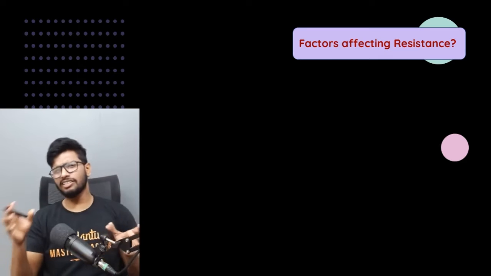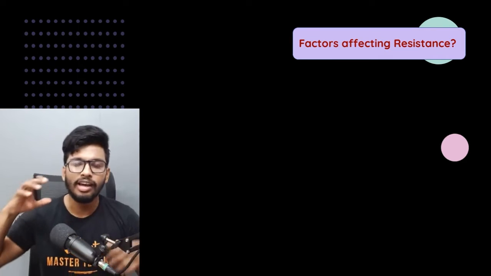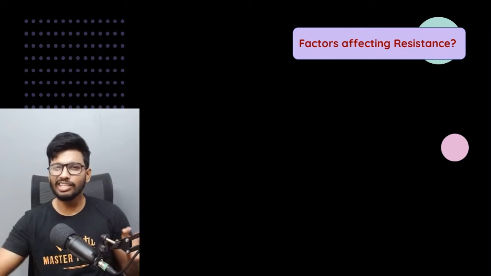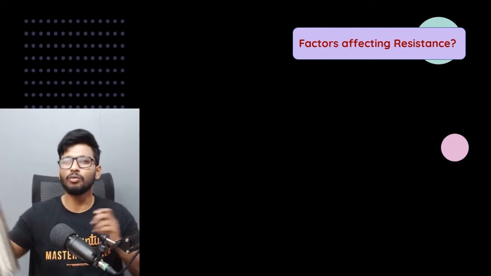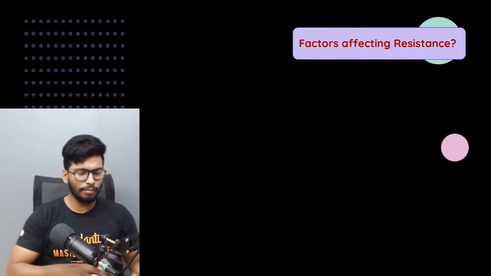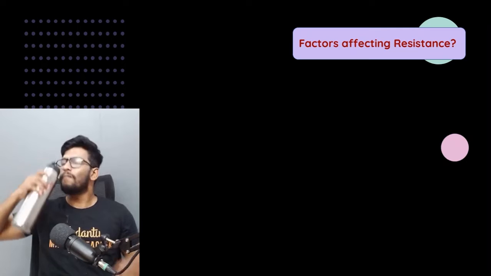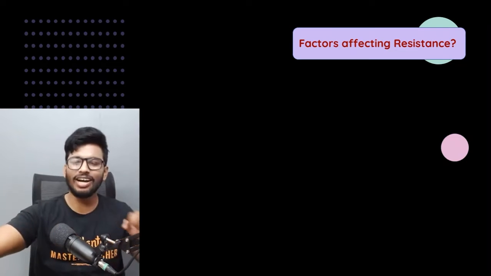Now there are a few factors that resistance actually depends on. If I have to, let's say, change the resistance of a conductor, there are a few things that I can change or mess around with in order to make that happen. All right, people. There are a few factors that it depends on.